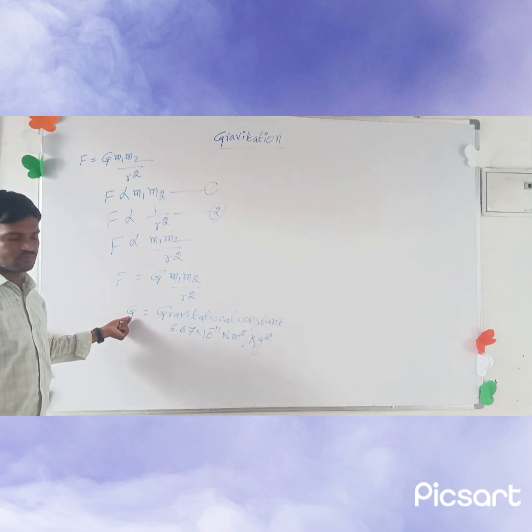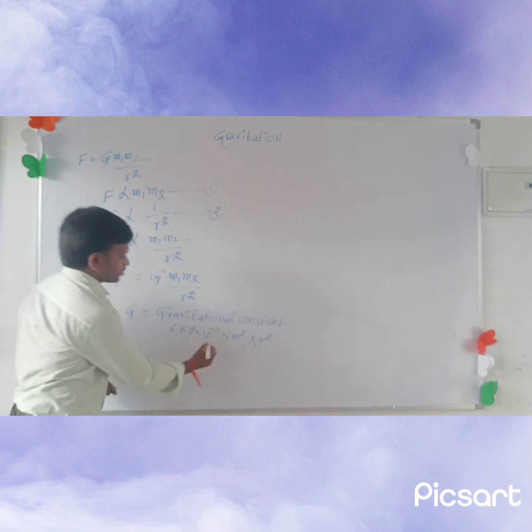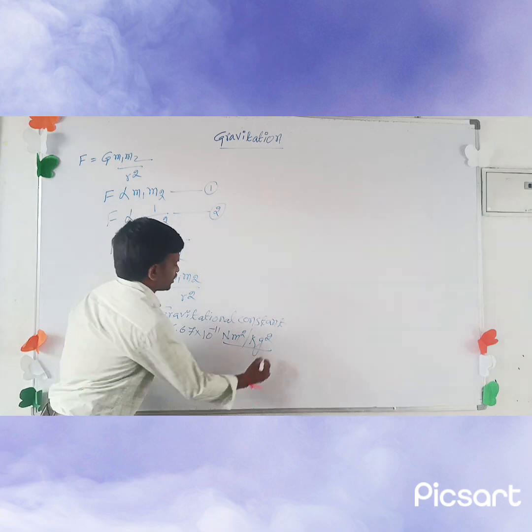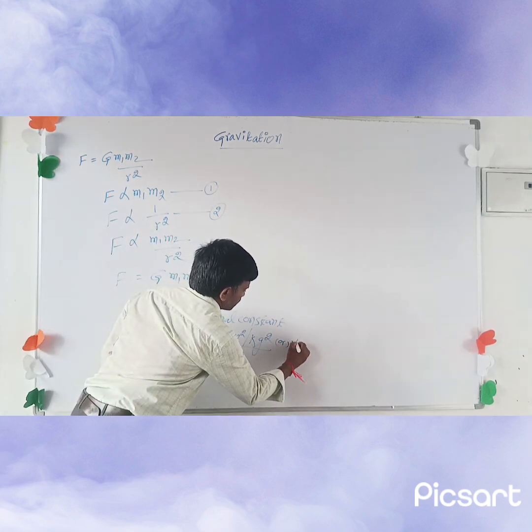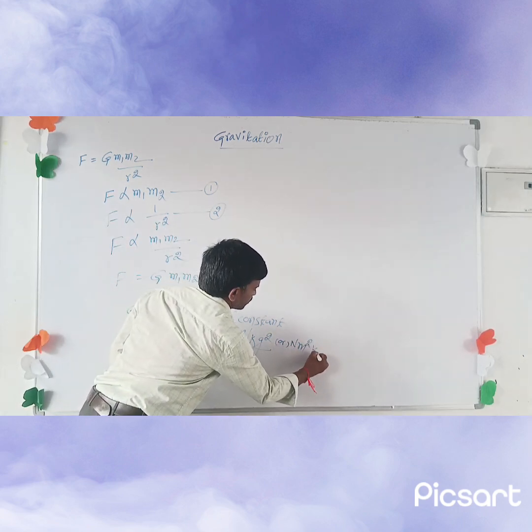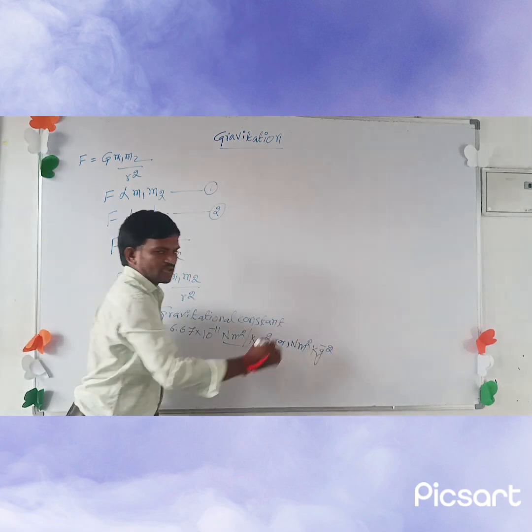What is the unit of gravitational constant? Newton meter square by kg square, or Newton meter square kilogram power minus 2.